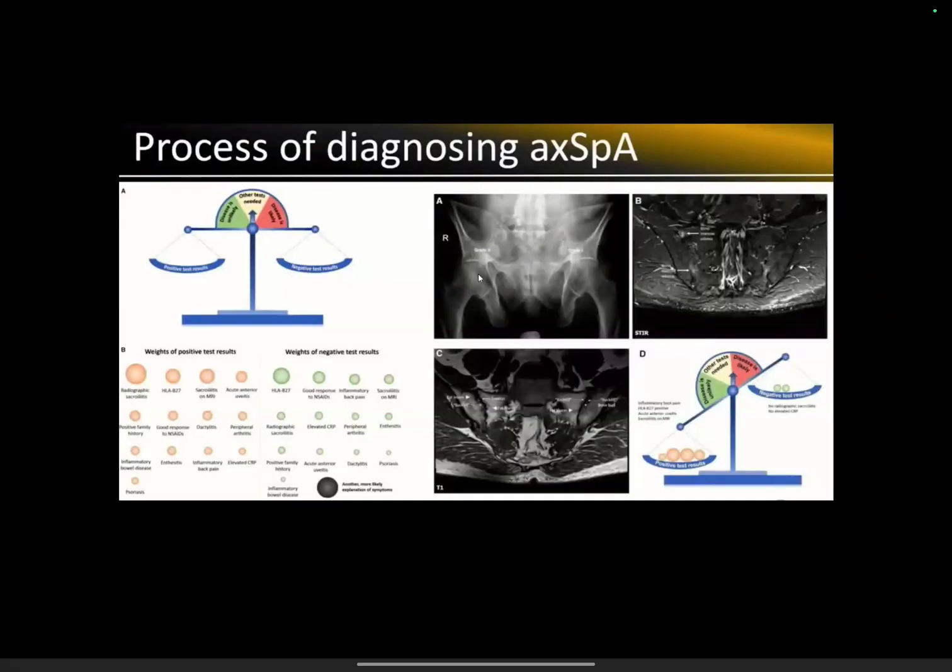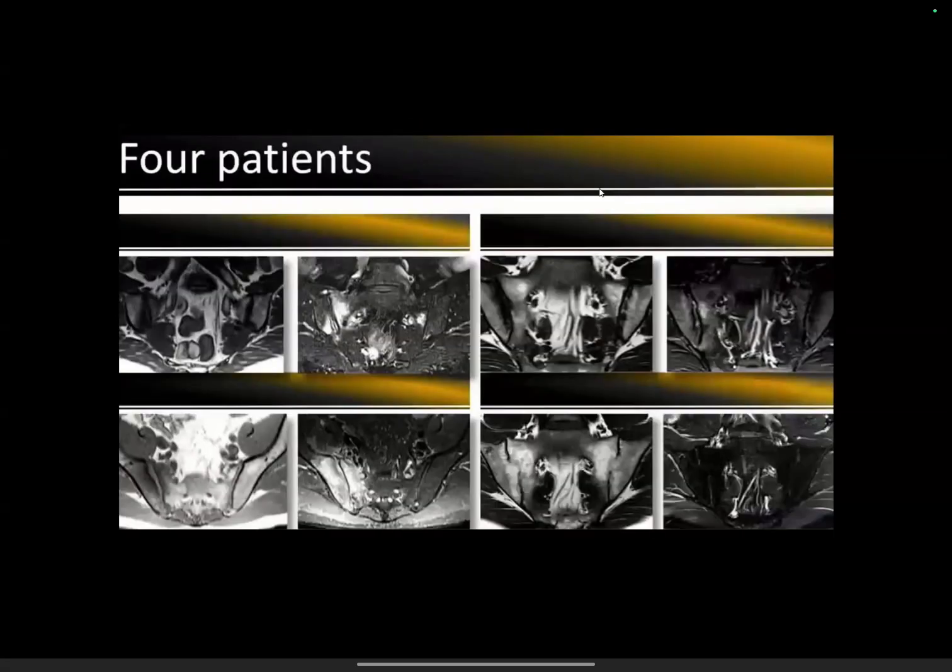radiographic presence, meaning X-ray is also positive, then this is highly likely to be a case of axial spondyloarthropathy.